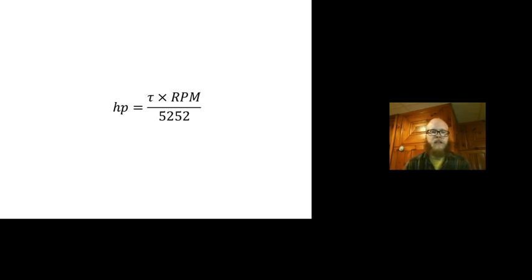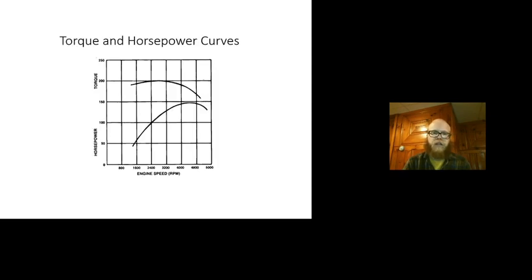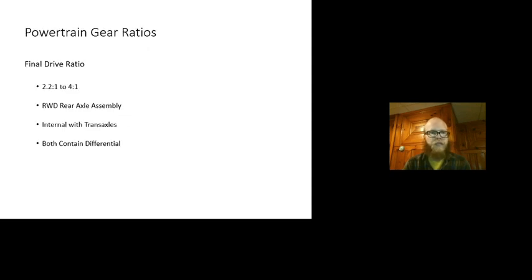But what this means is if my RPM is 5,252, we can cancel these out, and what we're left with is just horsepower equals torque. So on almost every single dyno chart like that, where they've graphed out the horsepower and the torque curves, there will be an intersection point somewhere around that 5,252 mark. Math, who knew?